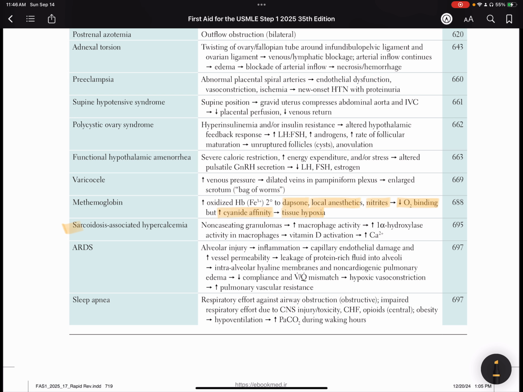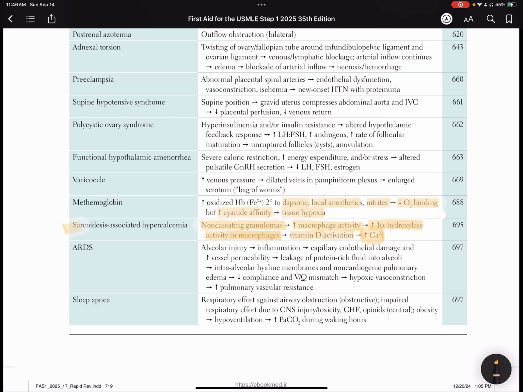Sarcoidosis associated hypercalcemia is caused by non-caseating granulomas. This leads to increased macrophage activity, increased 1 alpha hydroxylase activity in macrophages. This leads to vitamin D activation, and finally, an increase in calcium.